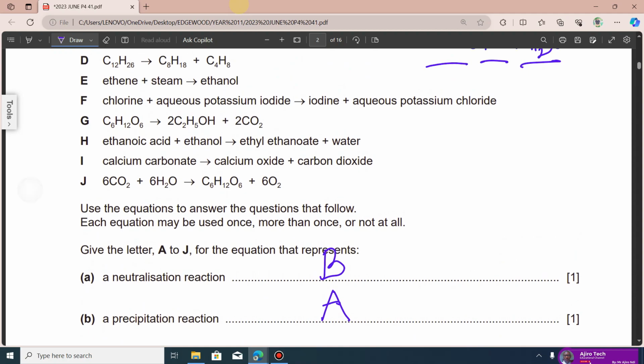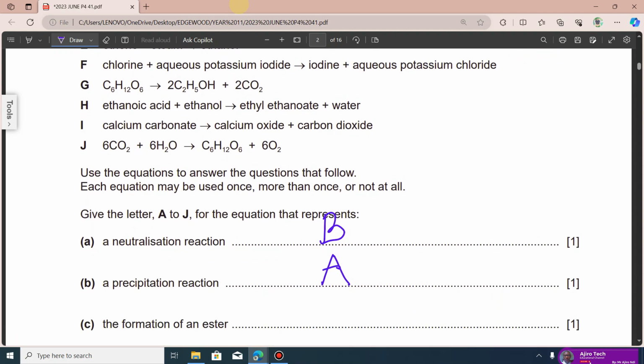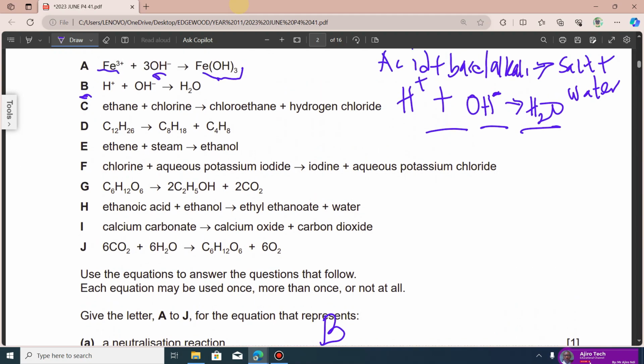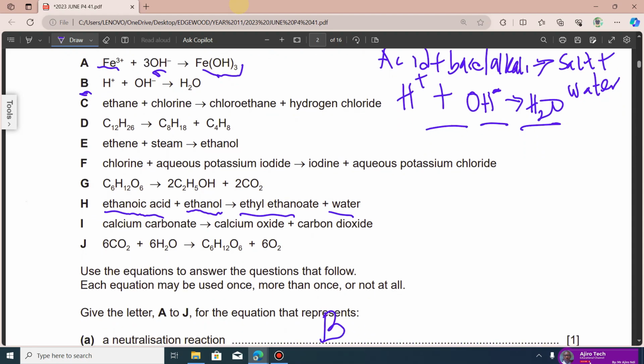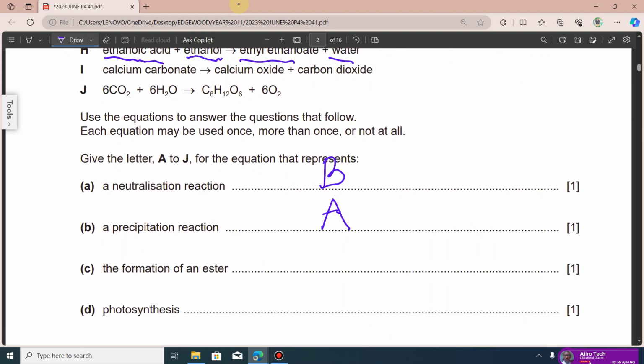Now, the next one says, which of them results in the formation of an ester? An ester is simply formed when an alkanoic acid or an ethanoic acid reacts with an alkanol or alcohol. So it forms an ester and it also forms water. That's the knowledge of organic chemistry. If you look at all the equations that are given, this is a carboxylic acid, also known as alkanoic acid, reacting with the alcohol group or the alkanol group to form the ester and water. So in this case, all we need to write is H.